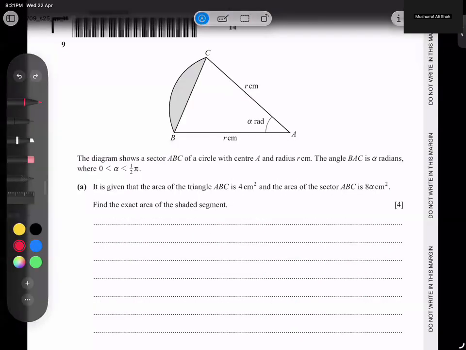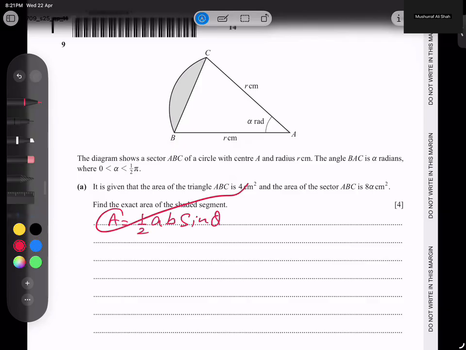Question number 9, topic is circular measure. He said that the circle is centered at A, you can see clearly. And he said that the angle must be in the first quadrant because it is less than pi by 2. Area of triangle is 4. Repeat my words, triangle area is 4. Immediately I write a formula. What's the triangle formula? Half AB sine theta.